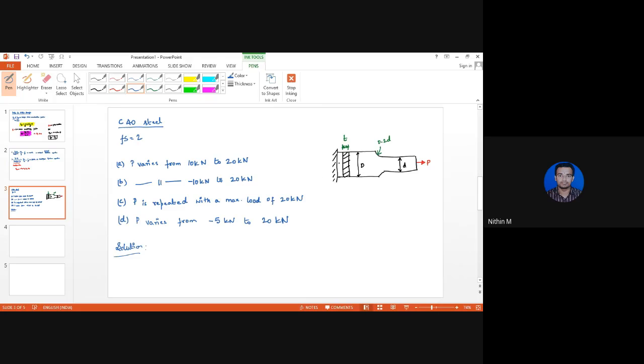Now again, the second thing is whether the component is subjected to stress concentration. So when will a component be subjected to stress concentration? If it is having a change in its cross section.